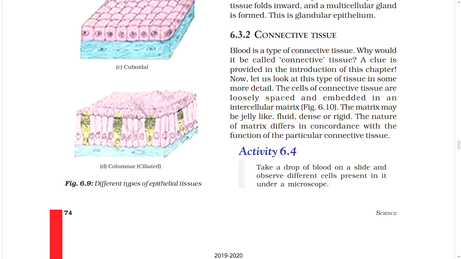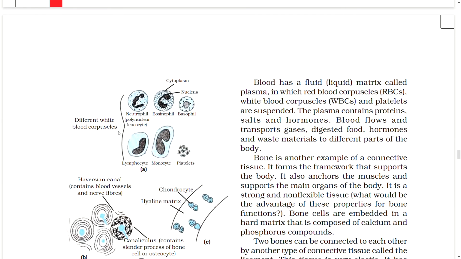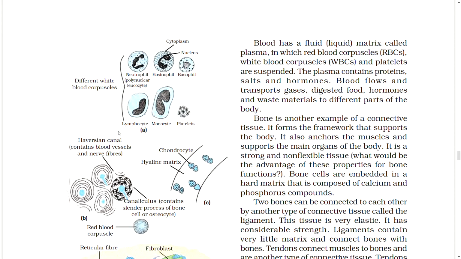Activity 6.4. Take a drop of blood on a slide and observe the different cells present in it under a microscope. Cytoplasm, nucleus, basophil, eosinophil, neutrophil, polynuclear leukocyte, lymphocyte, monocyte, platelets, different white blood corpuscles.